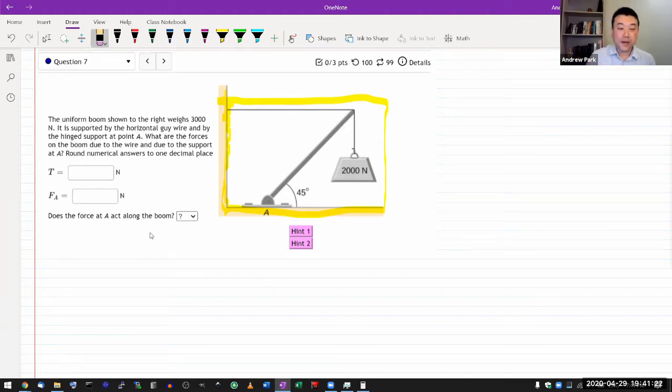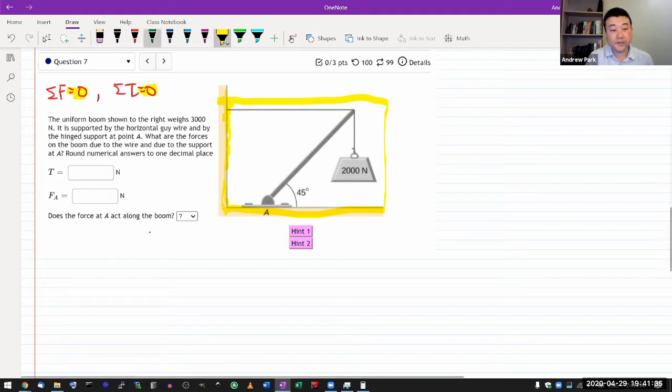So as a reminder, the static equilibrium condition is that net force is equal to zero and net torque is equal to zero. And this condition, equal to zero, does really simplify a lot of things that could have been more complicated. So, all right, let's see here. It says uniform boom, so I think I need to start taking into account the center of mass. Shown on the right, it weighs 3,000 newtons.